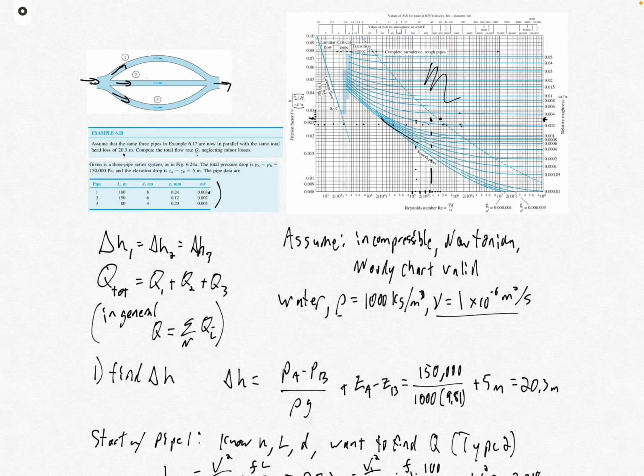Still, this was a good chance to review the essential rules that we need to keep in mind when we're solving pipe networks or pipes in parallel, namely that the head drop across such pipes is all going to be equal, and the total flow rate through those pipes in parallel is going to be equal to the sum of all of the individual flows.